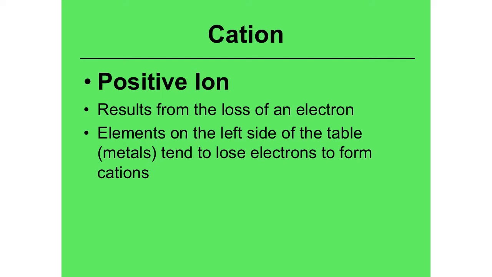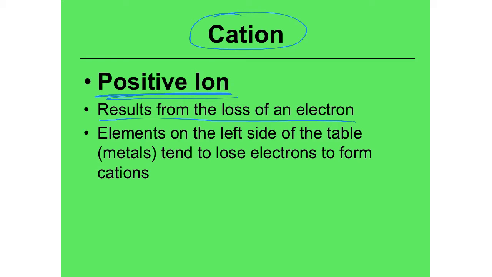Another vocabulary word is a cation. A cation is a positive ion. So when I write this out, the T kind of looks like a plus sign, so that's how I can remember that cation refers to a positive ion. And positive ions occur when we lose electrons. And we'll look at an example in a minute about that.